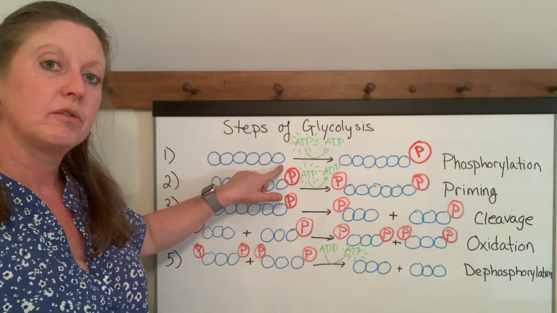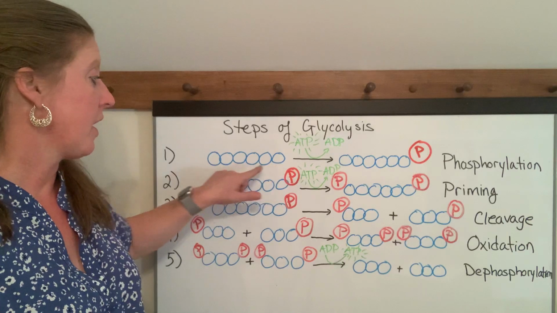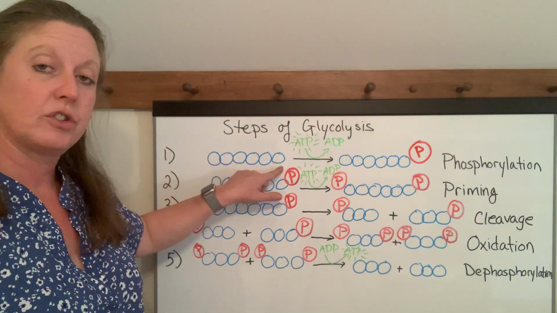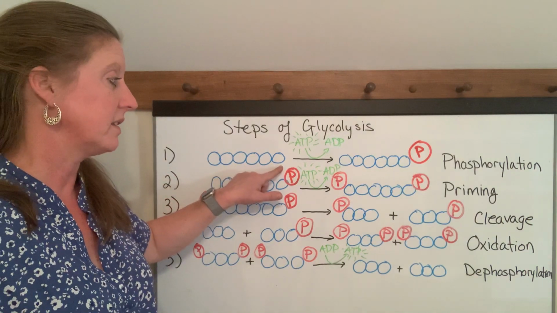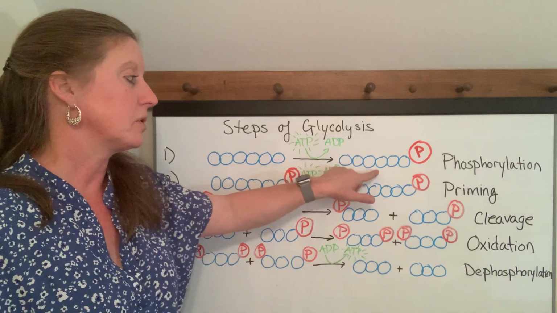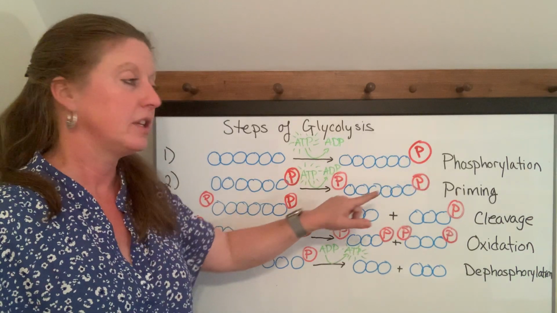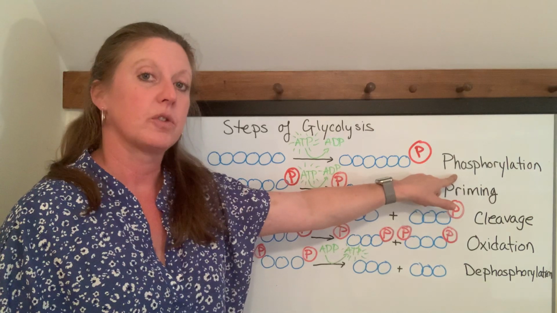Each blue circle represents a carbon atom. So glucose, which is transported into the cell, once it's transported into the cell, becomes glucose with a phosphate attached. And this step is called phosphorylation.